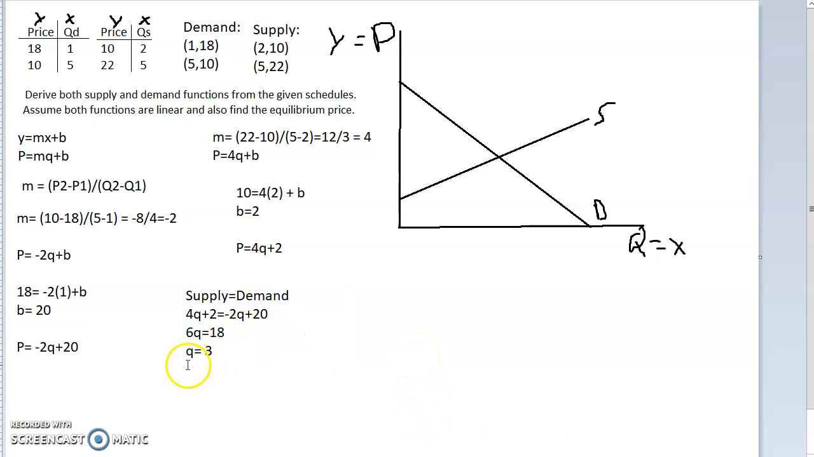So to find the price, you can plug in 3 into either one. So I'll put it into the price of the supply function here. So it's 4 times 3 plus 2. So that's 14. So the price here is 14, the quantity is 3. Okay, so that's how to derive both curves and then solve for equilibrium.